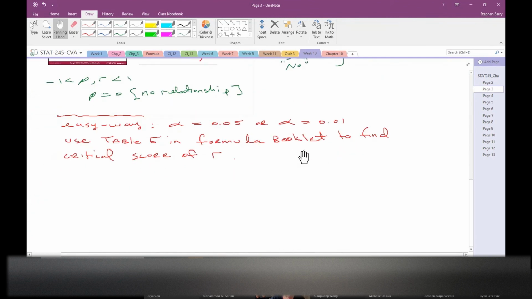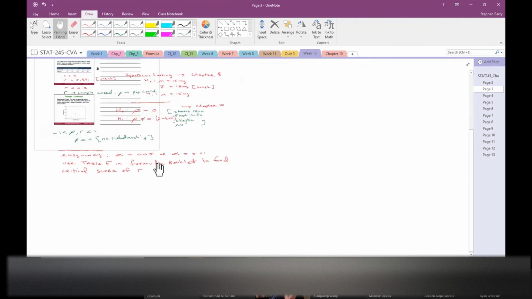And again, please, wherever possible, make a graph. It makes your hypothesis test a little bit more legitimate. Right? The idea is there's a critical region, it's a two-tail critical region of R.